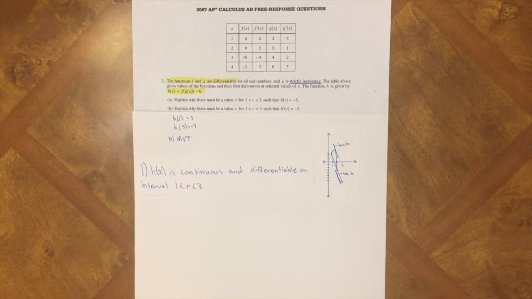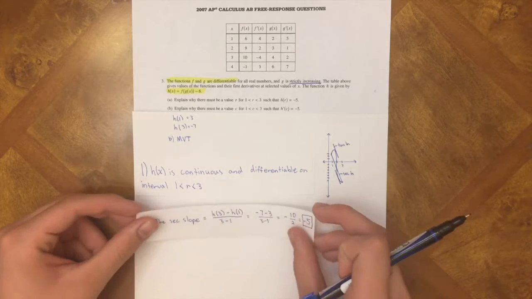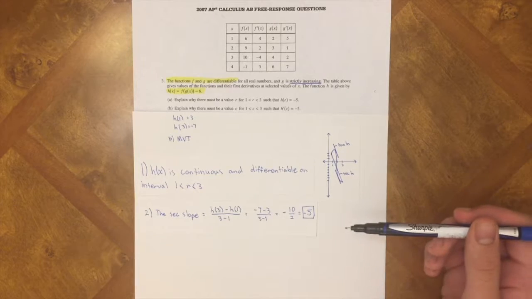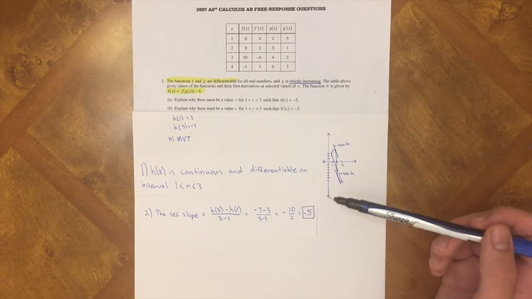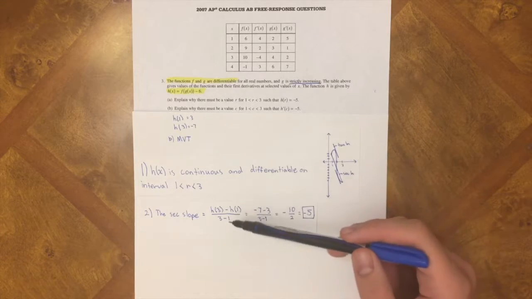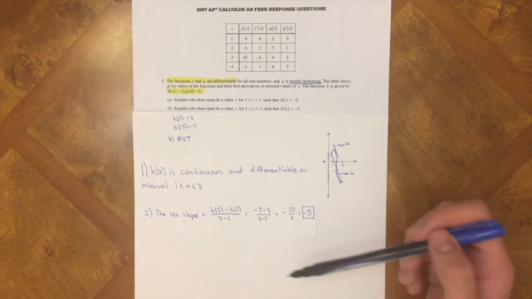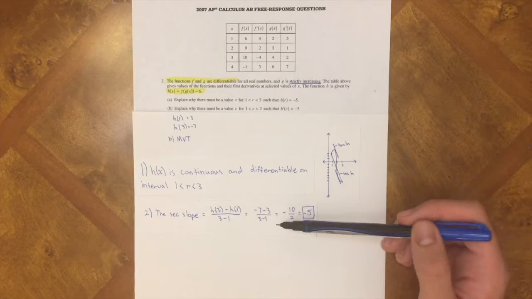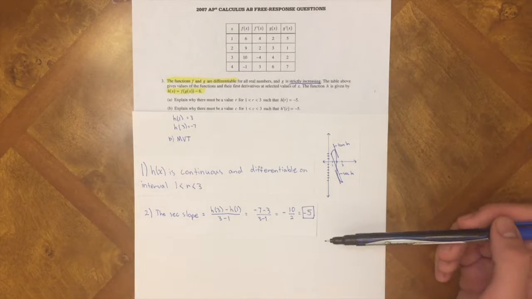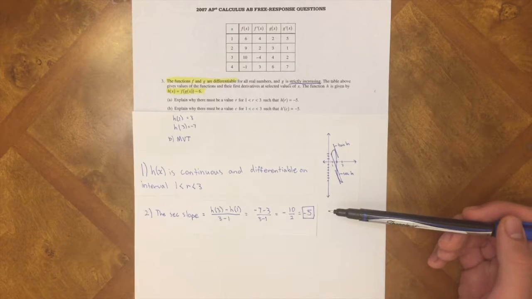The second thing we need to show, which is part of the MVT itself, is to find what the secant slope is. The secant slope is just equal to h of 3 minus h of 1, which are the y values, divided by 3 minus 1, which are the x values. And this is equal to negative 7 minus 3 divided by 3 minus 1, which is equal to negative 10 over 2, which is equal to negative 5. So that's the slope of the secant line.